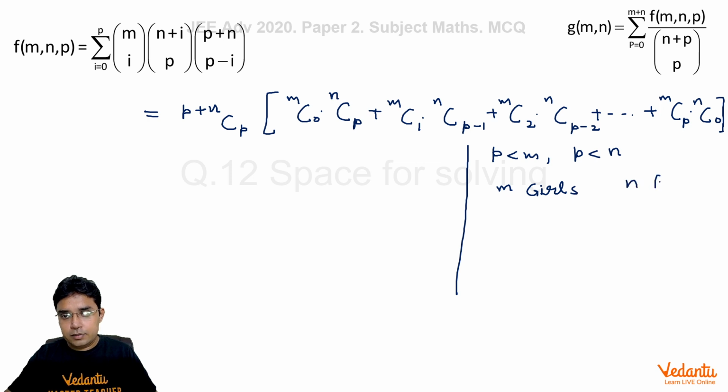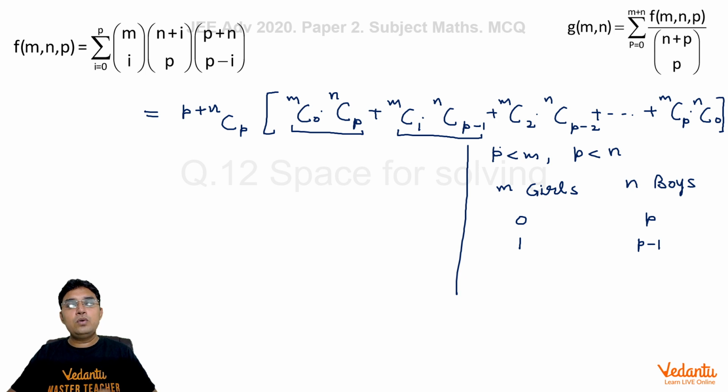and n boys, and we are selecting 0 girls from m and we are selecting p boys from n boys. So this will be given by mC0 into nCp. Now if I select 1 girl and p minus 1 boys, this will be given by mC1 into nC(p minus 1), and so on, 2 here, p minus 2 here, and so on. You can see this will be p, this will be 0.